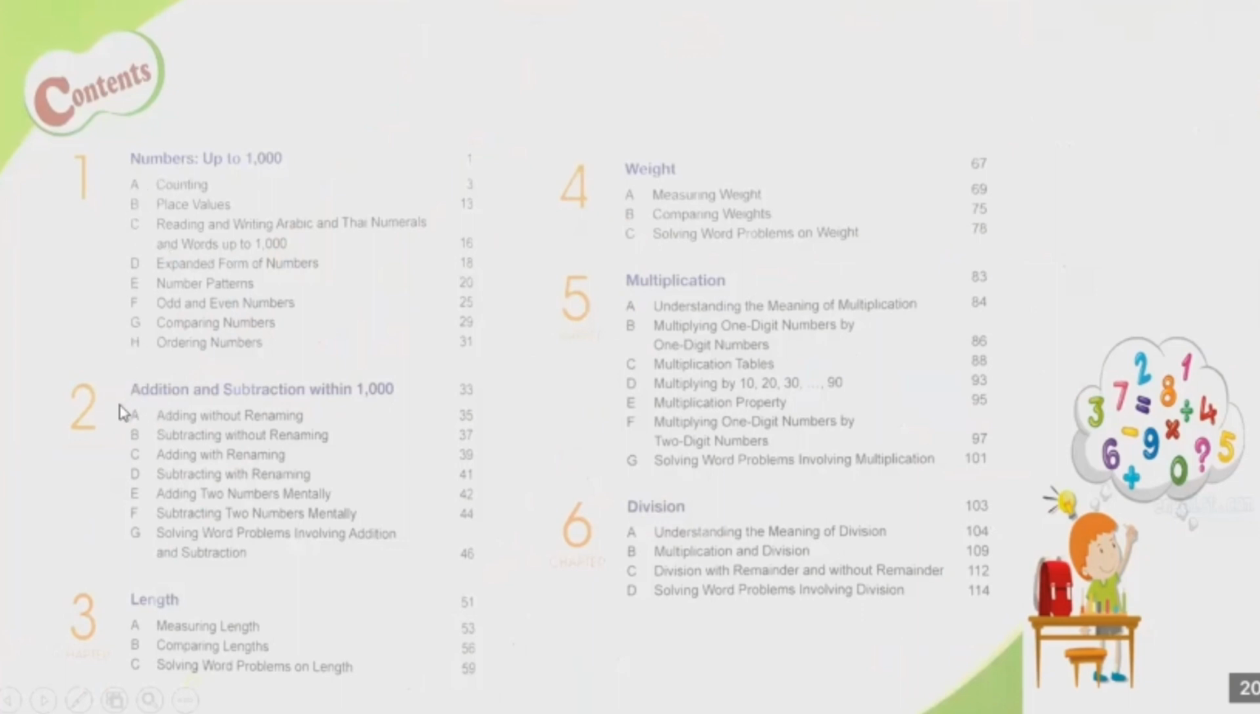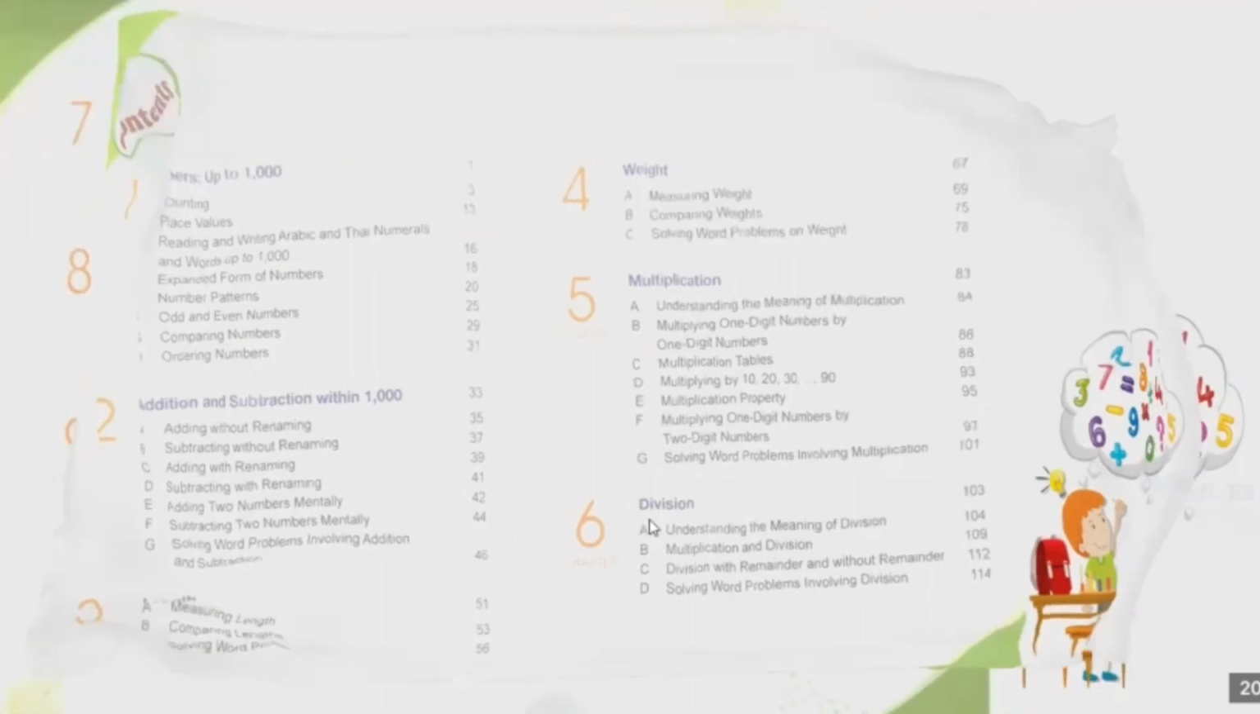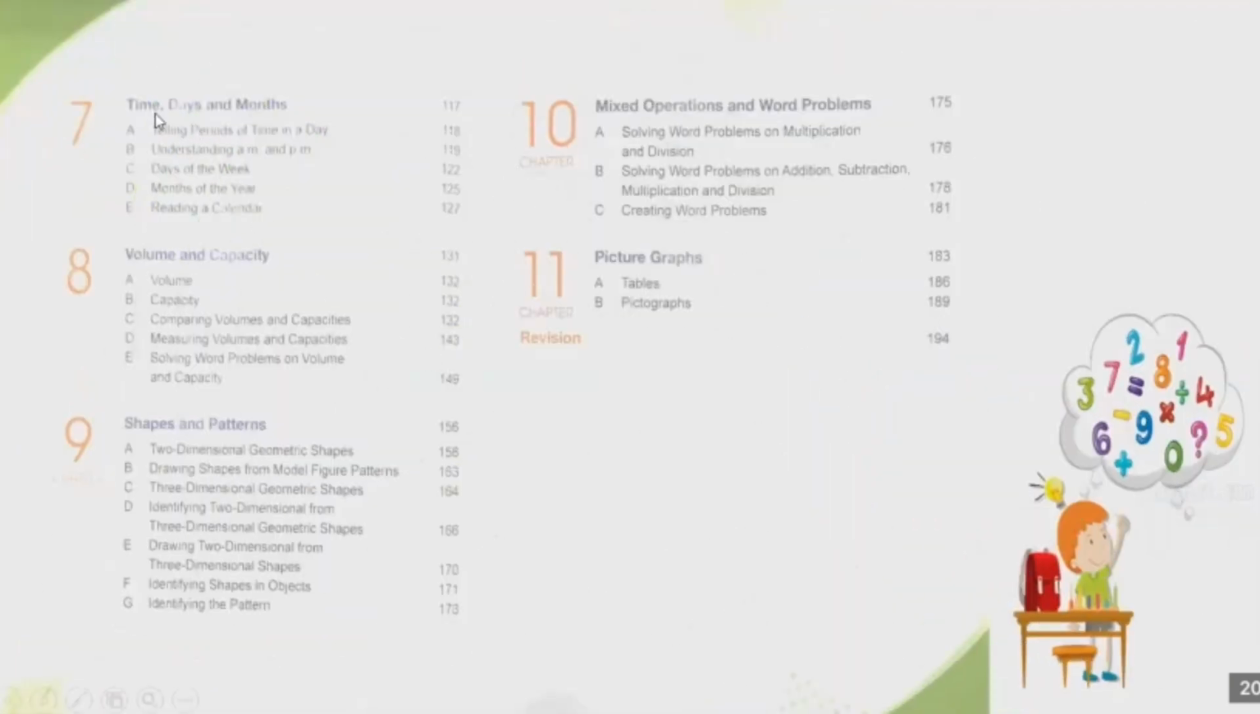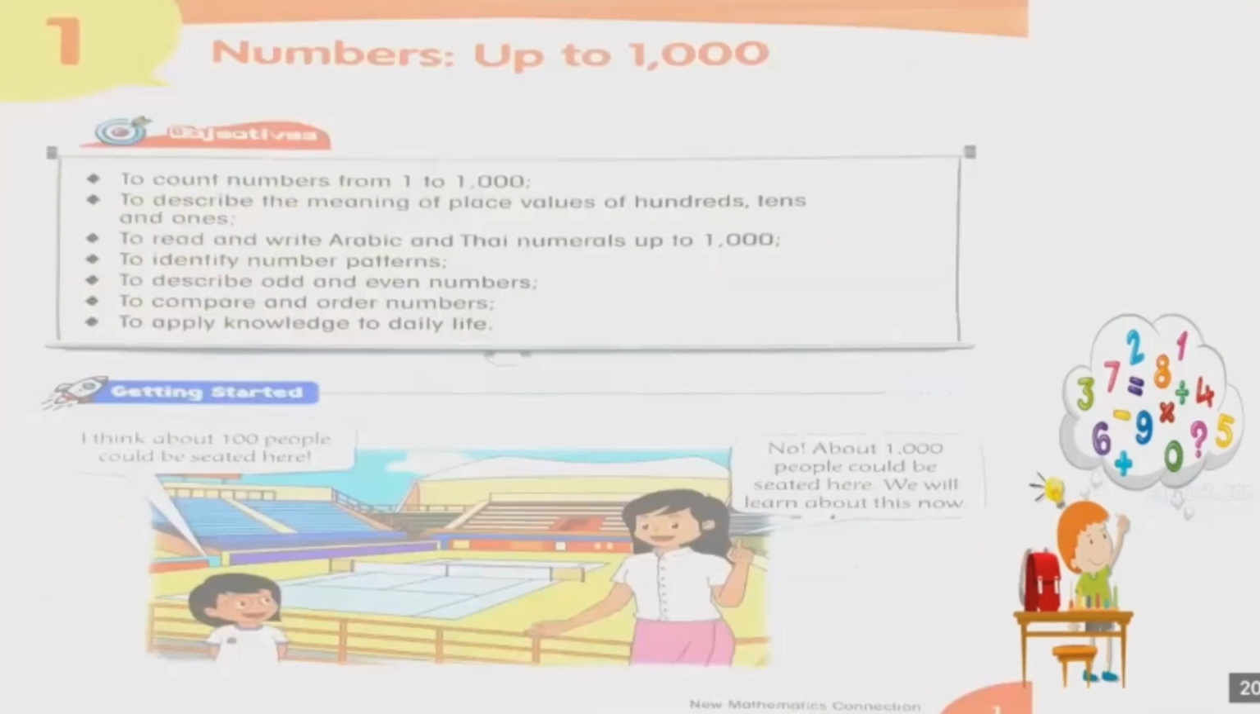And chapter two is about addition and subtraction within 1000. Chapter 3 is about length, chapter 4 about weight, chapter 5 about multiplication, chapter 6 about division, and chapter 7 will be about time, days and months. And chapter 8, volume and capacity, chapter 9, shapes and patterns, chapter 10, mixed operations and word problems, and the last one is picture crafts. Okay. So this time we will just focus on numbers up to 1000.